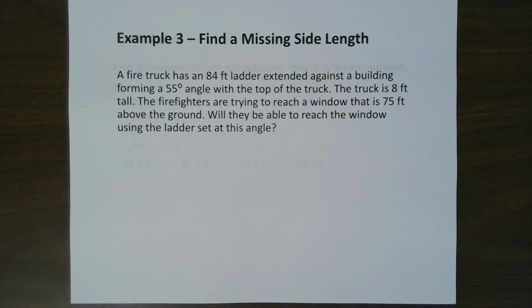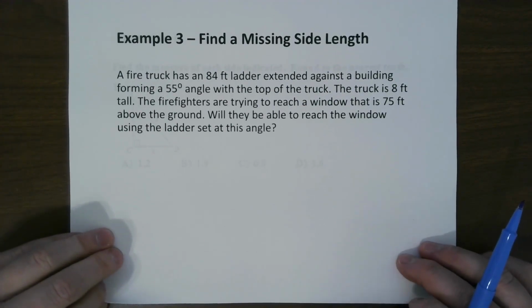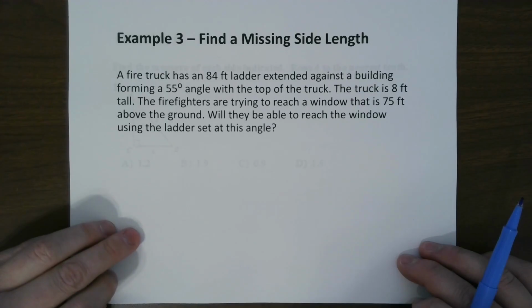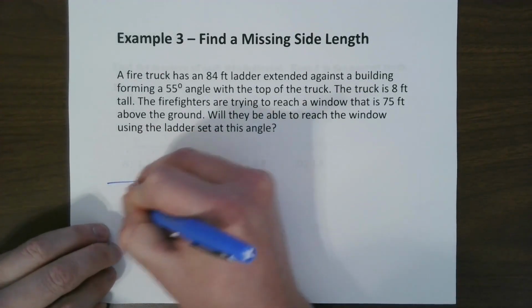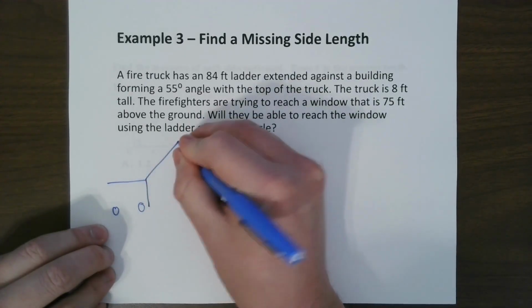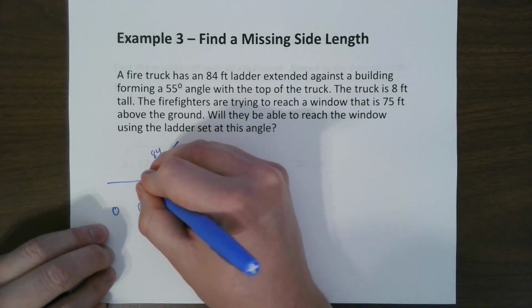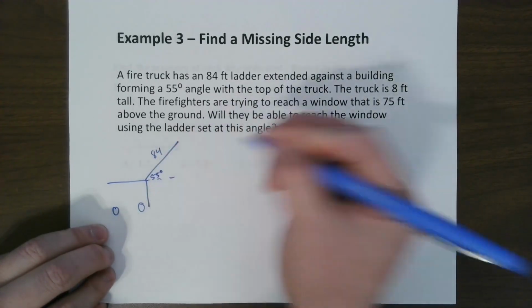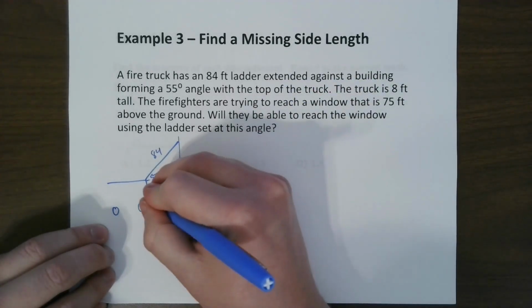Now, to find the missing side length, this is where our classic word problems come into play. So it says a fire truck has an 84-foot ladder extended against a building, forming a 55-degree angle from the top of the truck. So we've got the truck, there's my truck. Got this ladder, which is 84 feet. It's at a 55-degree angle against a wall right here to a window. The truck is 8 foot.